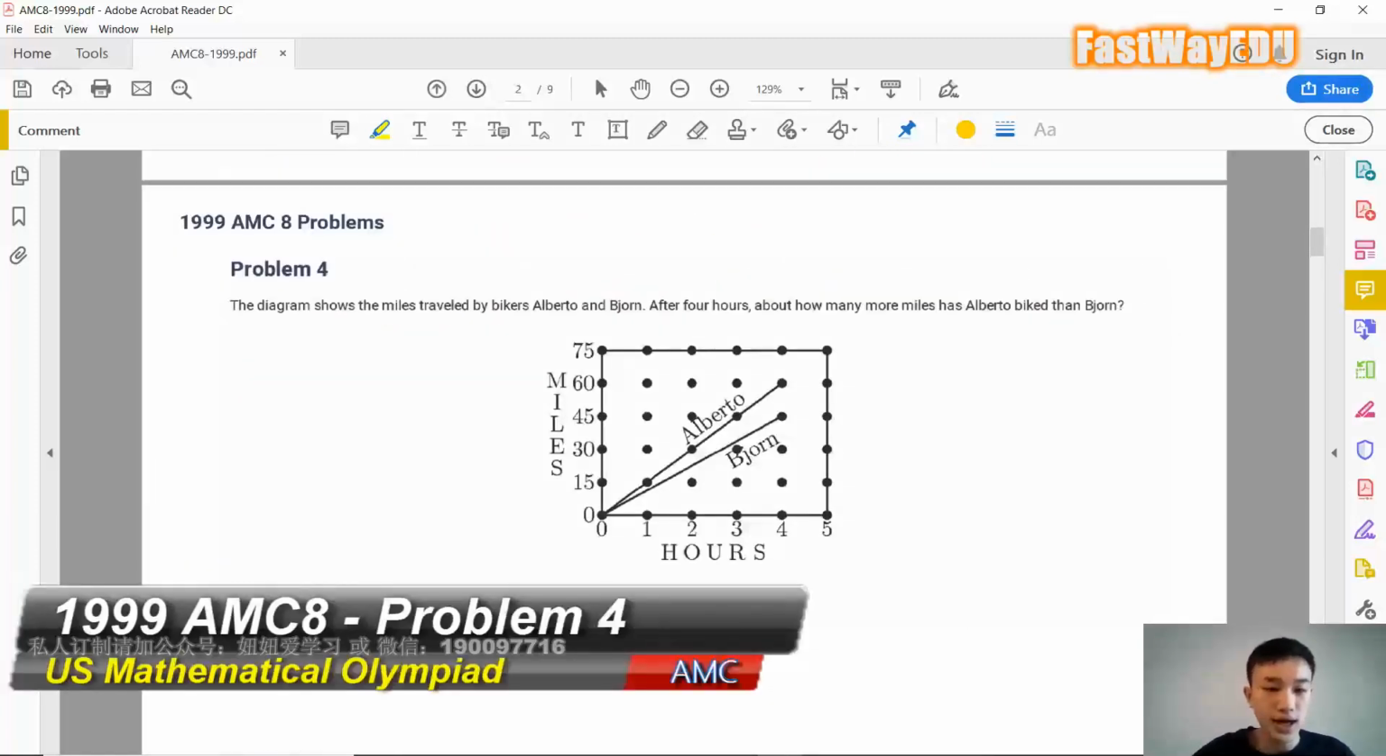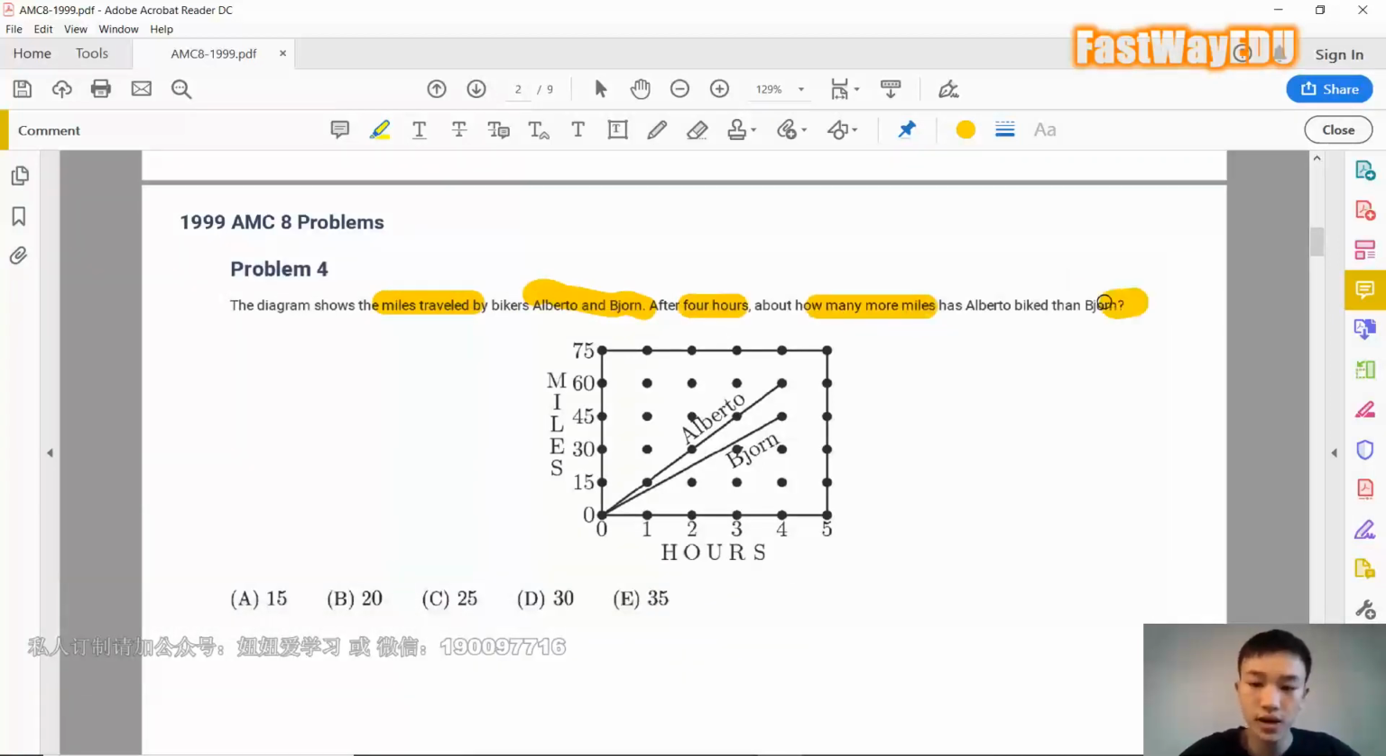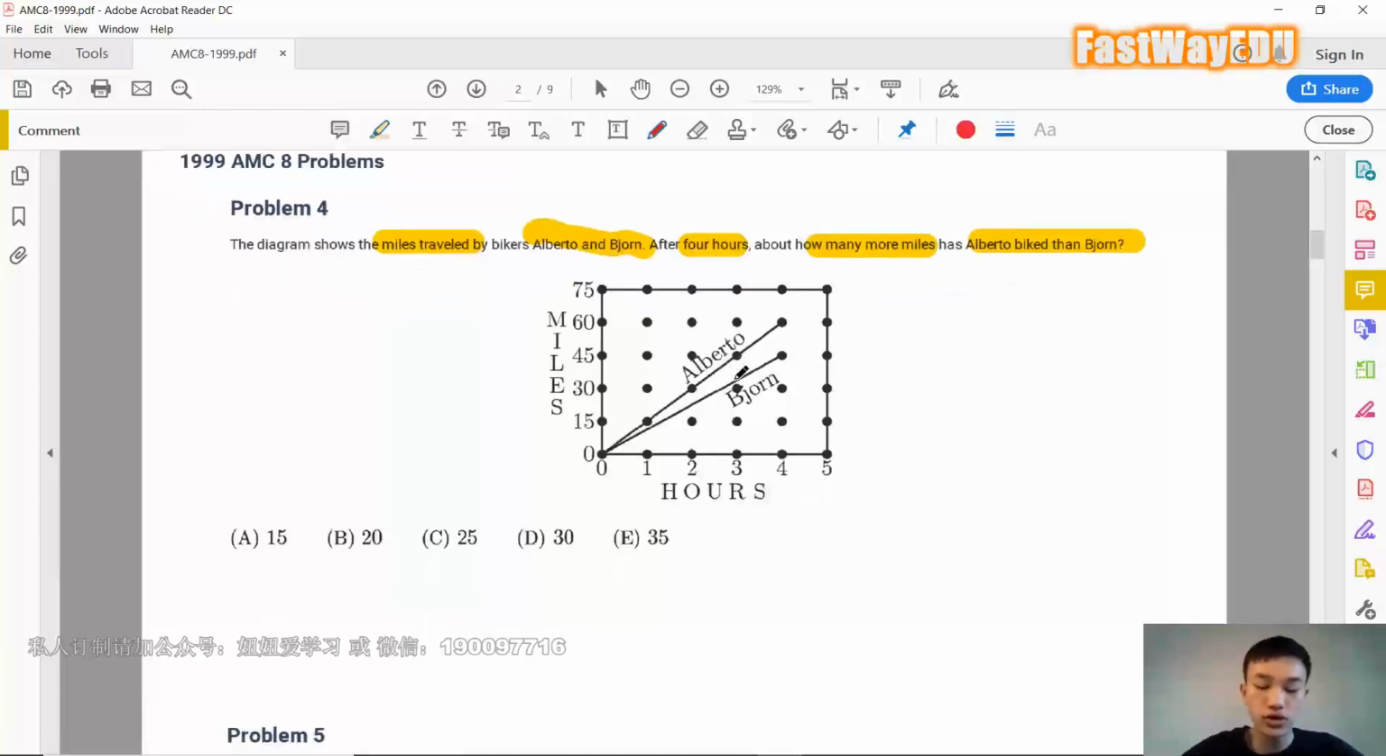Problem 4. The diagram shows the miles traveled by bikers Alberto and Bjorn. After 4 hours, how many more miles has Alberto biked than Bjorn? Alright, so let's look at this graph here. Along the x-axis, we have the hours since they started traveling, and the amount of miles they have traveled at that hour. So we want to know after 4 hours how many more miles has Alberto biked than the other guy.